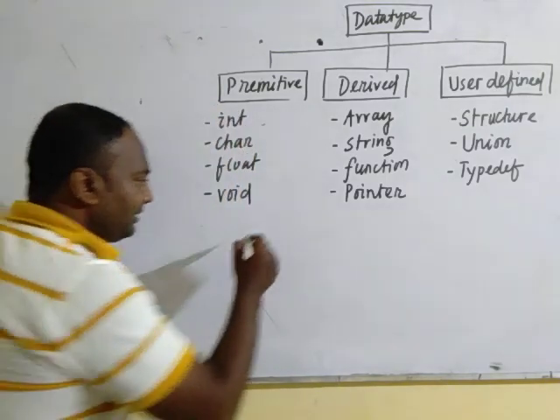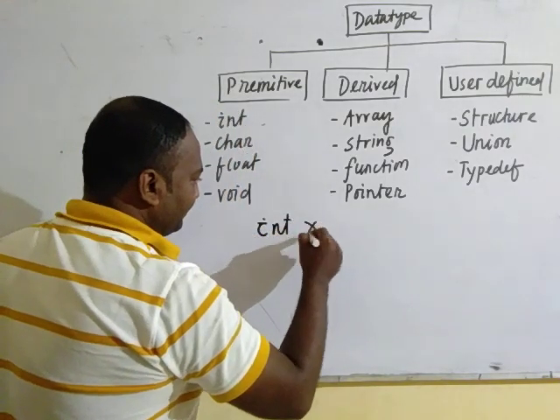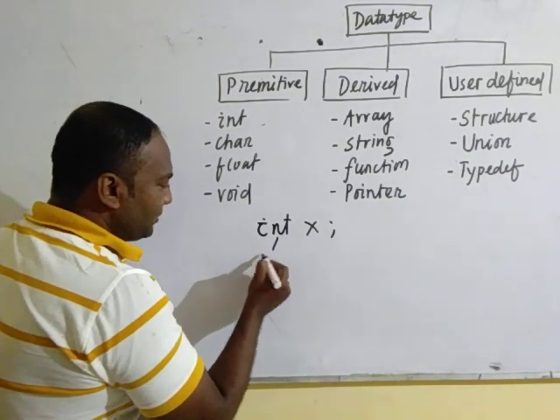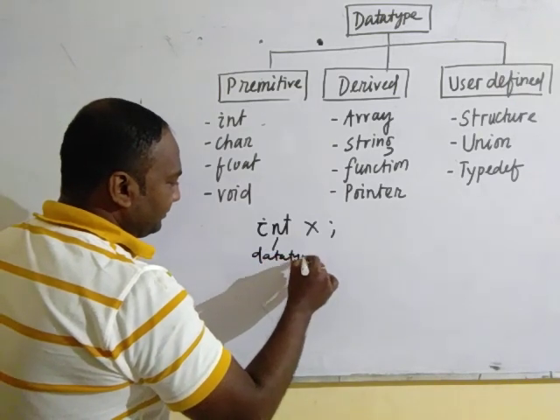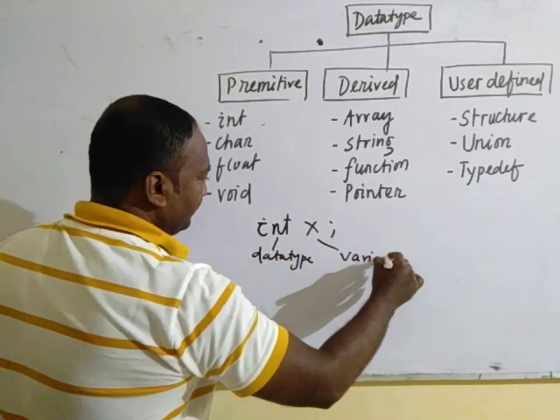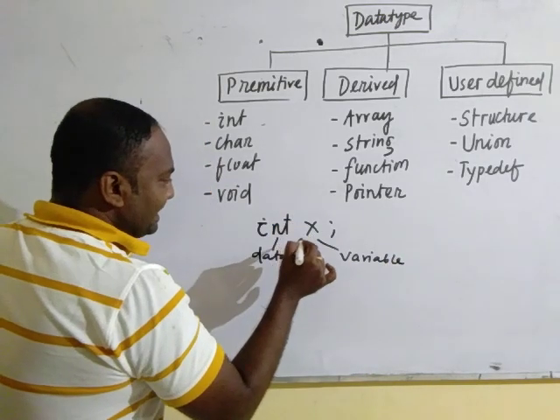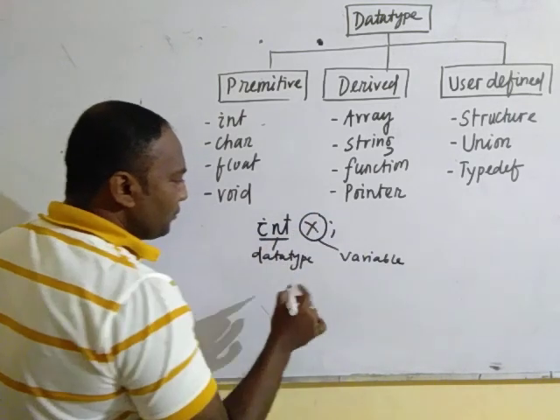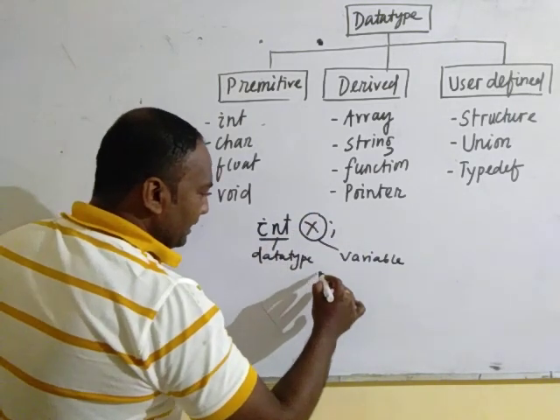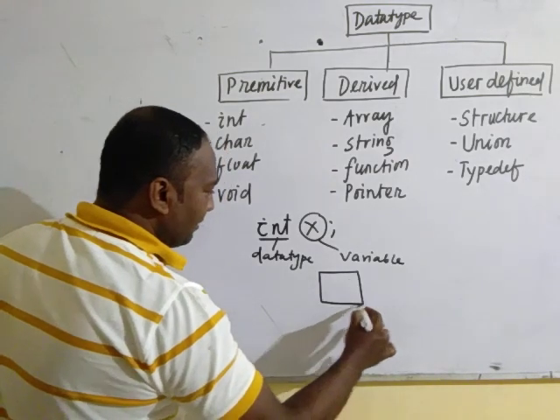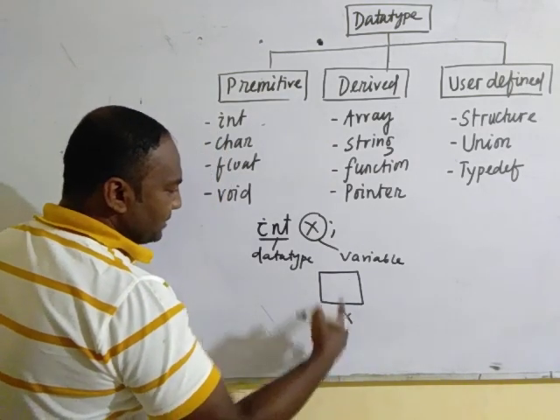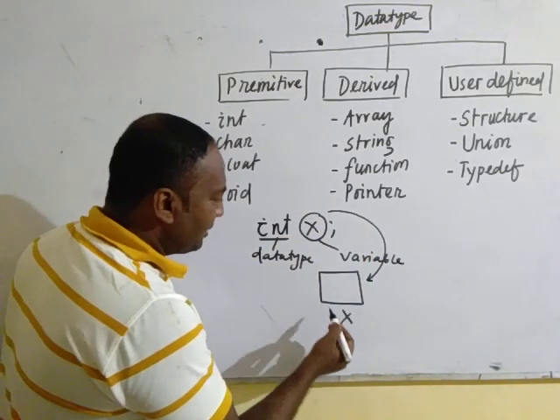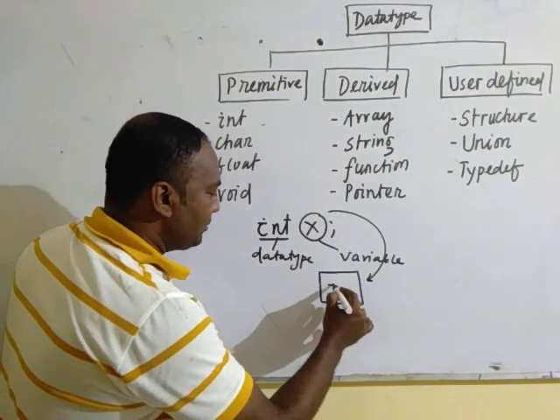Suppose I write down here int x. So x is a variable which is of integer. So this is the data type, and this is the variable. This data type decides that x is a variable which can store only integers. That means the C compiler will create a memory location whose name is x, and where we can store only integers. That means I can store here -5.